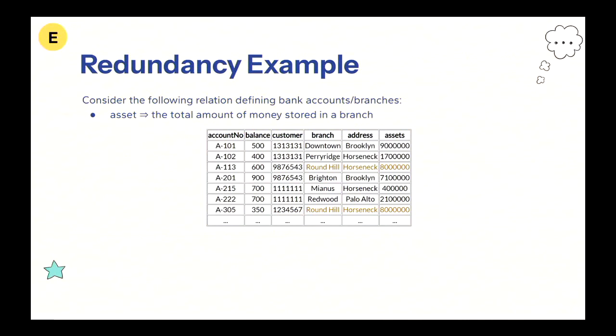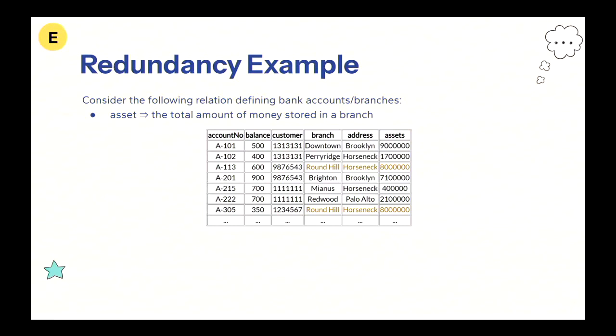So let's consider this table here. So this table is a table capturing the data for different customer accounts and branches. This table is used for banking. And here, a key concept here is called asset. And asset is used to keep track of the total amount of money stored in a branch. And the balance is the money remaining for an account.